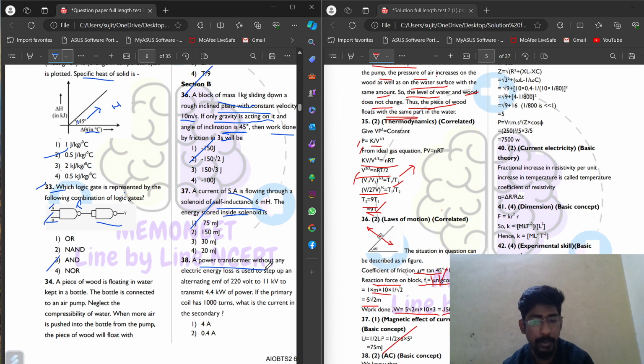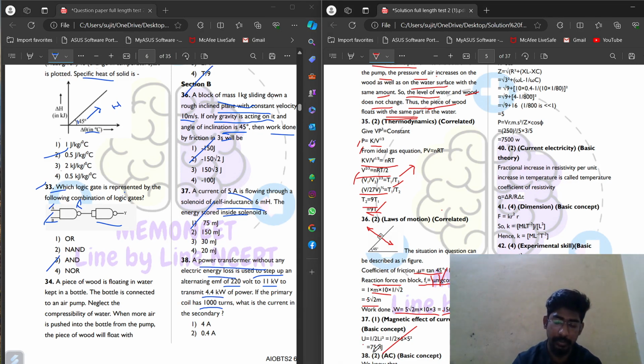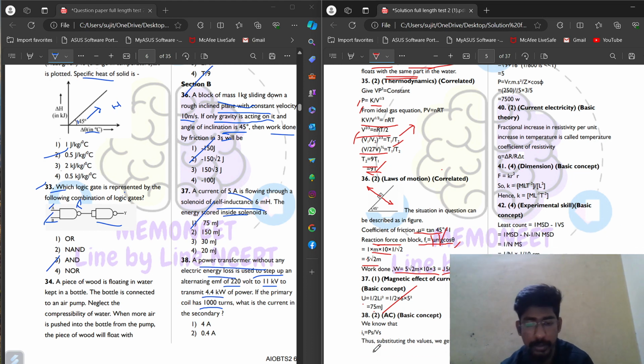A power transformer without any electric energy loss, okay, no electric loss, that means input equals output, 100% efficiency. It steps an alternating EMF of 220 volt up to 11 kilovolt, that is 11,000 volt, and transmits 4.4 kilowatt, that means 4,400 watt. The primary coil has 1000 turns. For this calculation, you have to put the values in the equation. The formula for power is P equals I into V, so I will be equal to P by V.